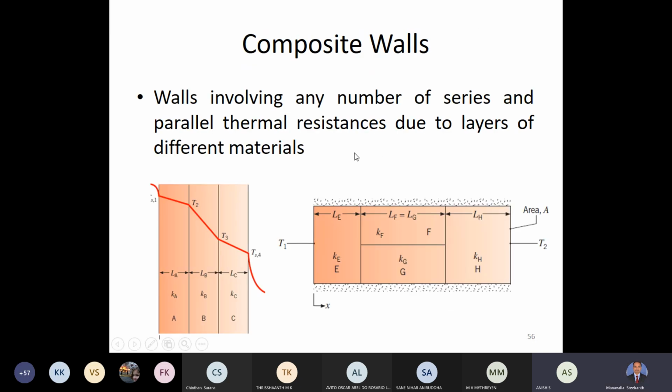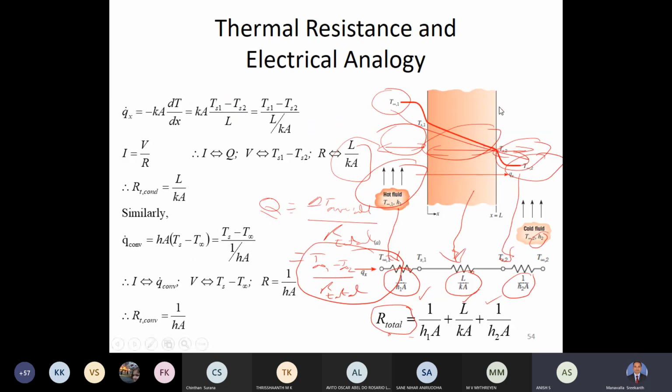Now coming to the concept of composite walls. So what are these composite walls? Until now, we have seen only one slab having only one material, with thermal conductivity k. But let us say this is the wall of a building. The core is made out of bricks, and the left side and right side are plastered with cement. So this particular wall, in reality, is made out of three layers: one cement layer, then the brick, and again cement.